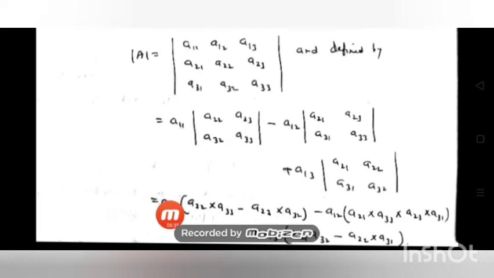Now a11 you just keep as it is. The same method we applied here can be applied this way. Suppose I write a22, then delete the row and the column. What is left? a33. So a22 into a33, like cross multiplication, we can remember. Minus a23, delete the row and the column. What is left? a32. So a23 into a32, because the determinant of a single element a32 is the value a32 itself.